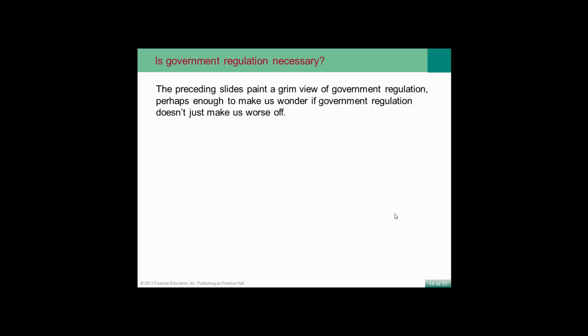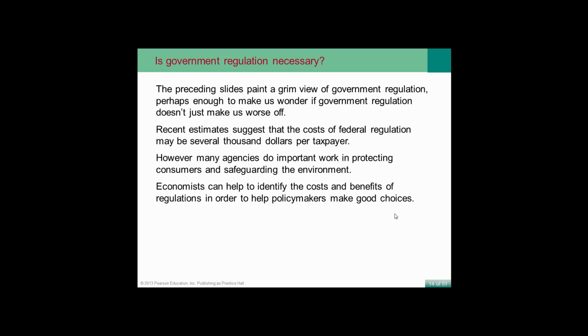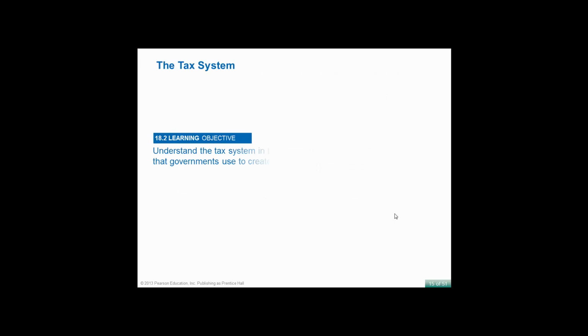Is government regulation even necessary? The preceding slides paint a grim view of government regulation, perhaps enough to make us wonder, is government regulation just making us all worse off? A recent estimate suggests the cost of federal regulation may be several thousands of dollars per taxpayer. However, agencies do important work in protecting consumers and safeguarding the environment. Economists can help to identify costs and benefits of regulations in order to help policymakers make good choices.